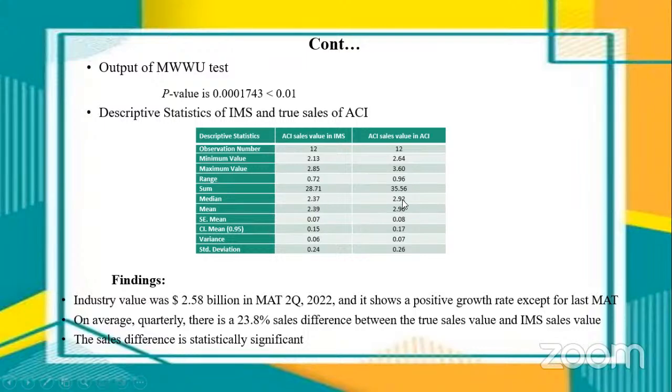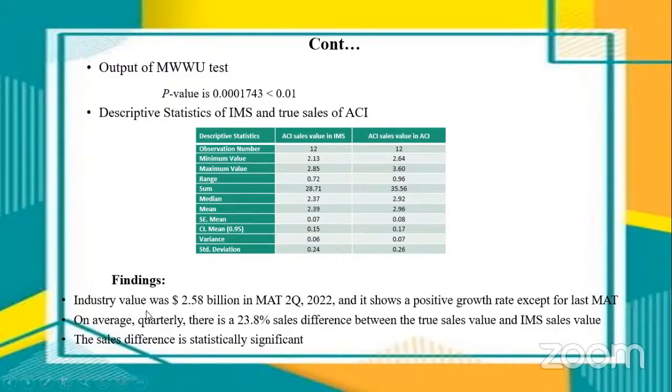Actual sales is 2.92 billion taka, and the mean value per quarter is 2.39, and the actual value is 2.97. Now the standard deviation of the data set. The standard deviation shows the IMS value has the lesser standard deviation, but the actual sales value has the more standard deviation. That means the actual value of the industry is more scattered than the IMS sales value.